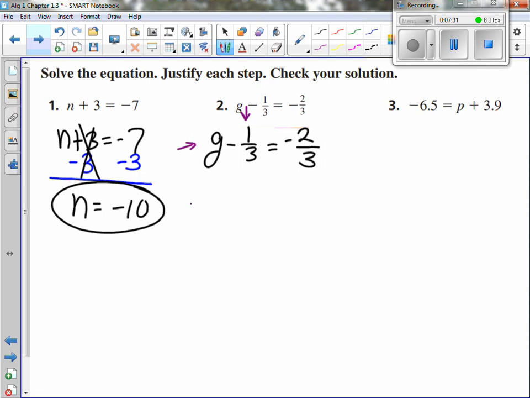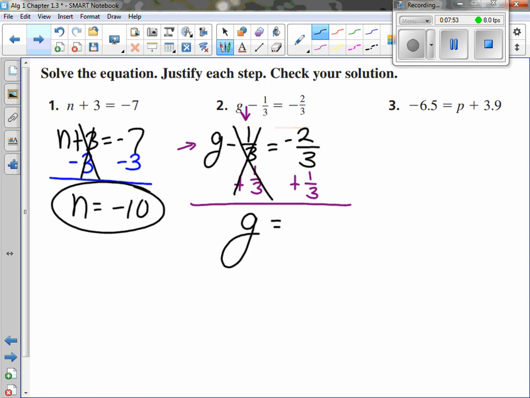Our negative 1/3. So to get rid of the negative 1/3, we're going to add 1/3 to both sides. When we add 1/3 to both sides, negative 1/3 plus 1/3 become 0. They cancel each other out, leaving me with g by itself is equal to negative 2/3 plus 1/3. Again, you can do this by hand or in a calculator. When we do negative 2/3 plus 1/3, we get negative 1/3. And that's our answer. So our justified step is that we use the addition property of equality and added 1/3 to both sides. And we could check it and it would show that this does work.